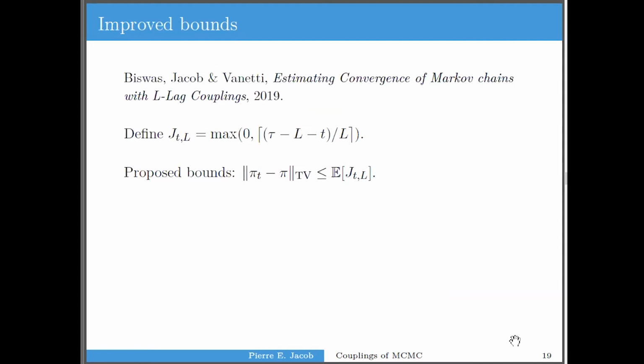And it turns out this upper bound was refined recently. So this one is coming from this paper with Niloy Biswas and Paul Vanetti. So this is the same one as in the previous slide. So basically, it's in the form of an expectation of this variable that is just a transformation of the meeting time. So that really is a link between the simulated meeting times and the mixing time. This is the form of our connection between the two concepts.